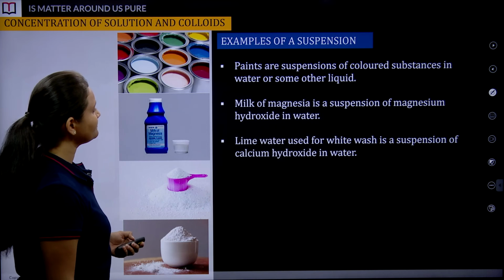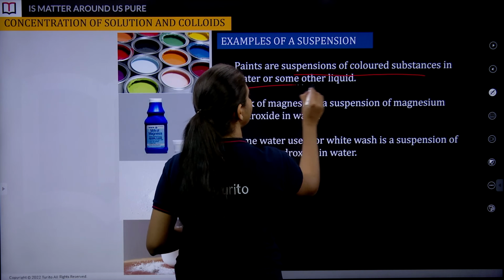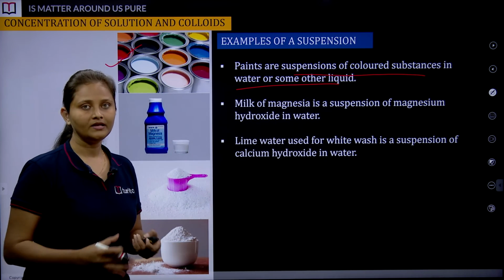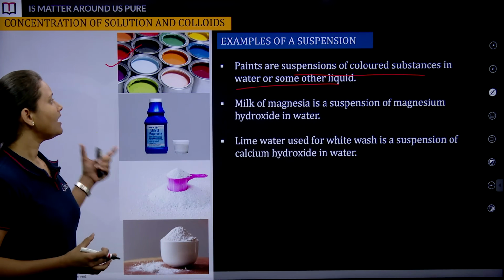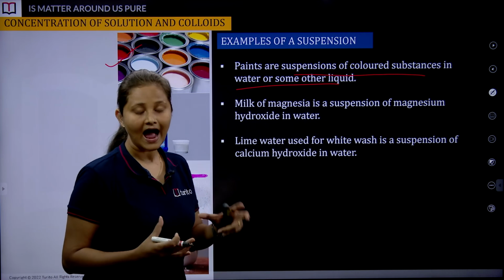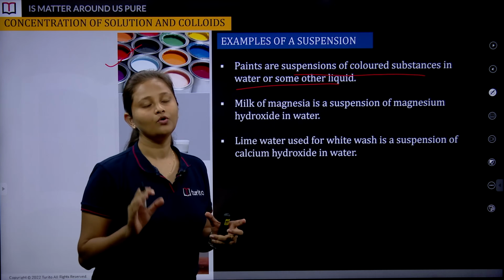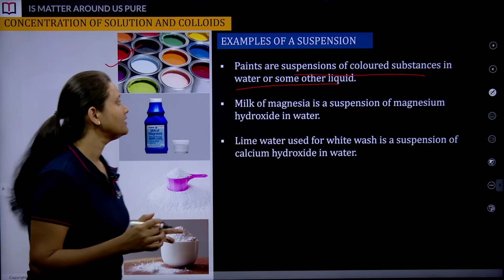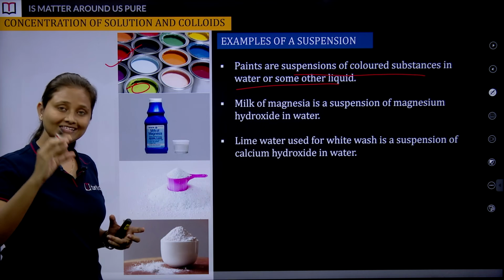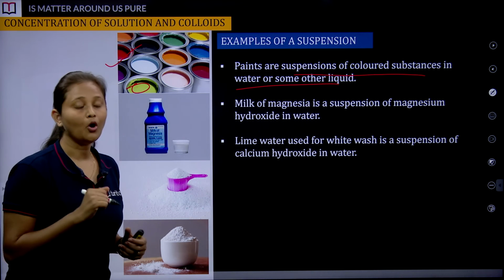So, here are some examples, students. Pens are suspensions of colored substances in water or some other liquid. Pens are one of the real life examples where we see suspension. Suppose we are using pens and the cans are kept for a while. You just try it at your home. After some days, you are going to see some liquid on the top of the can and the particles settled down at the bottom.